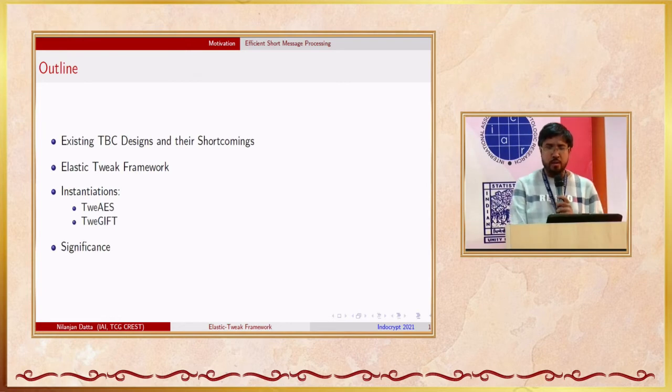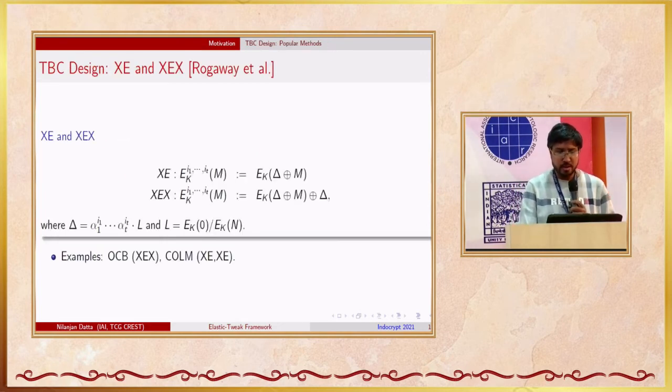So now what I'll talk about is basically existing TBC designs. There are several TBC designs, but they have some shortcomings. To overcome that, we'll propose the elastic tweak framework, and we'll demonstrate 2 simple instantiations of this framework. One is 2E AES and one is 2E GIFT. Of course, from the name, you can say that this is a variant of AES and this is a variant of GIFT. And finally, I'll conclude with one concrete example that will demonstrate the significance of this work.